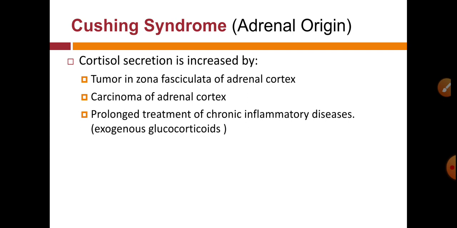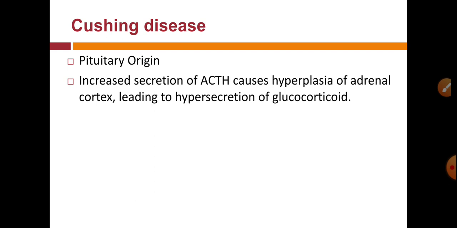Out of these, the most important causes are tumor and carcinoma present in the adrenal cortex region, particularly zona fasciculata. When there is a tumor or carcinoma in the zona fasciculata region of the adrenal cortex, there is an abnormal hypersecretion of cortisol, and this leads to Cushing syndrome. In the syndrome, the cause is present in the adrenal gland. While talking about Cushing disease, here the cause is present in the pituitary gland. So the origin of this disease is from the pituitary gland.